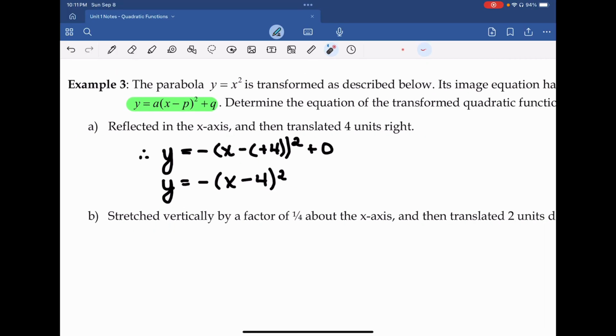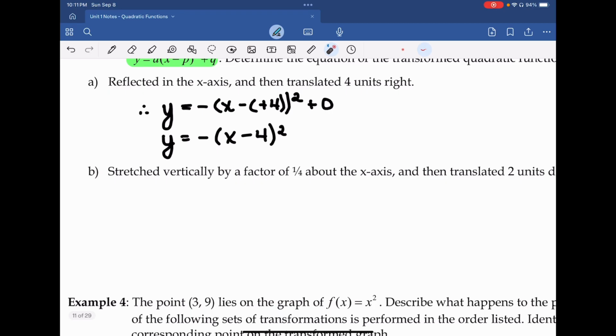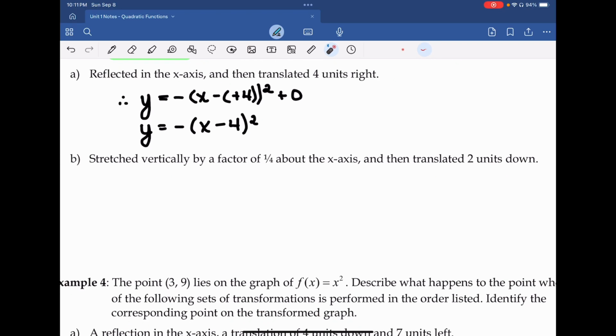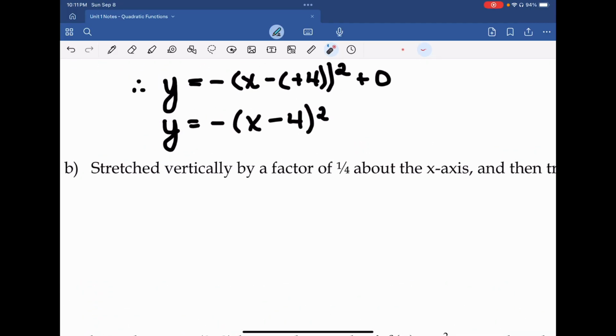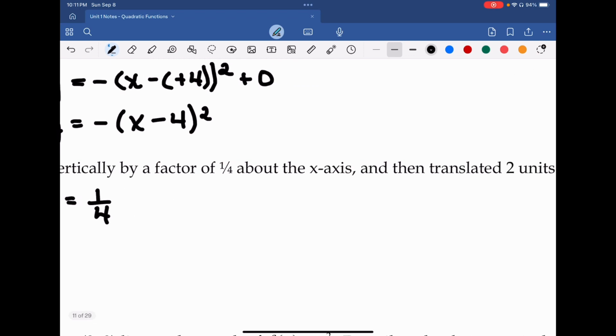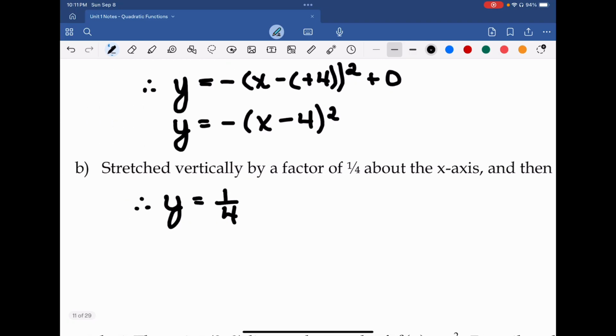All right, let's look at B. It's stretched vertically by a factor of 1/4 about the x-axis, and then translated 4 units down. Okay, so instead of having a horizontal translation, now we have a vertical one, and we have a stretch factor instead of a reflection. So let's write that in below here. y is equal to, well, the 1/4 is going to go out front, no negative because it's not reflected about the x-axis, and then it's translated 2 units down. So we're going to say it is 1/4 x squared, and then minus 2, the q value, on the outside here.